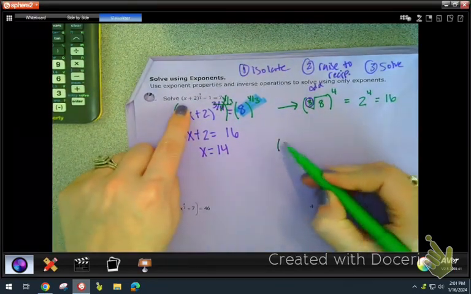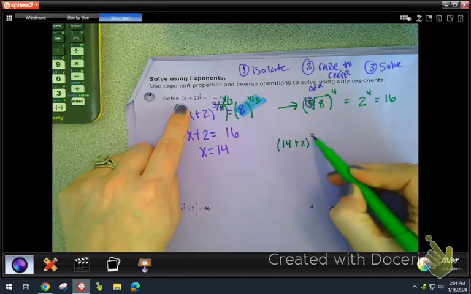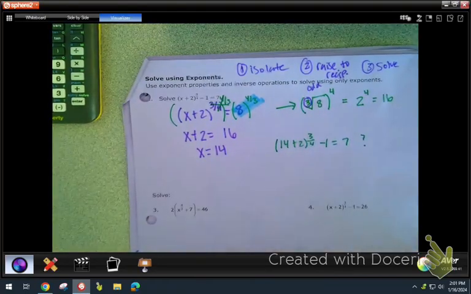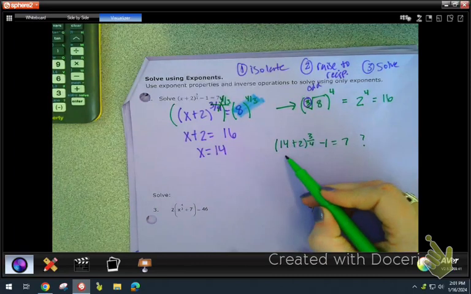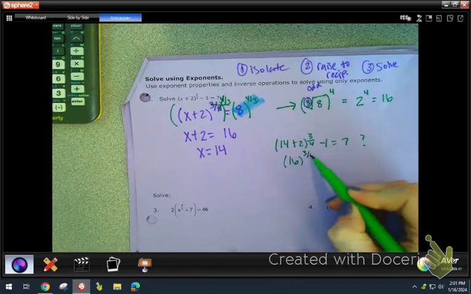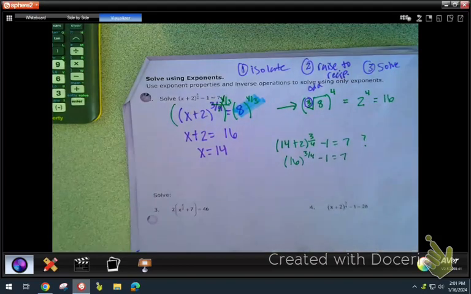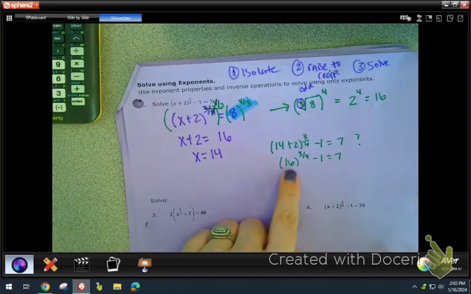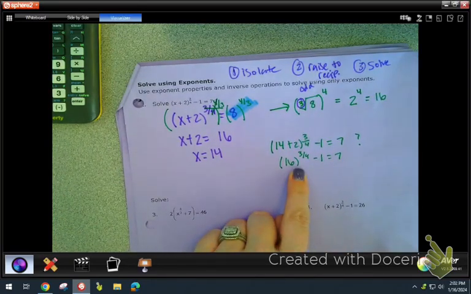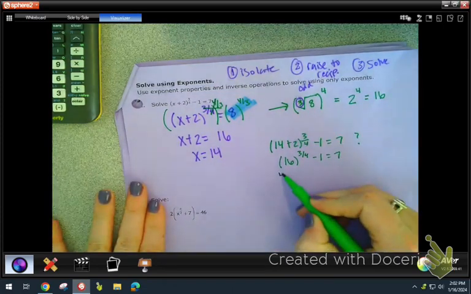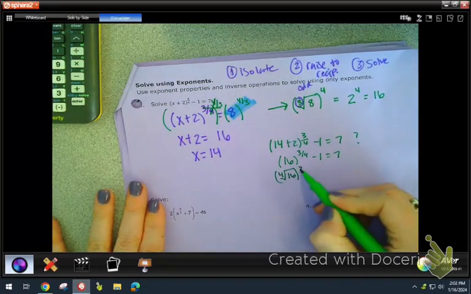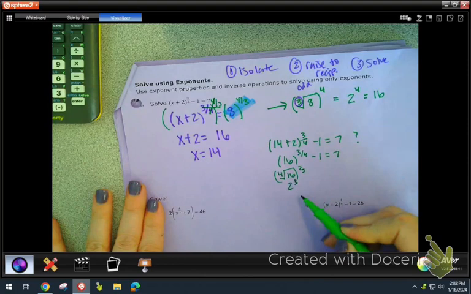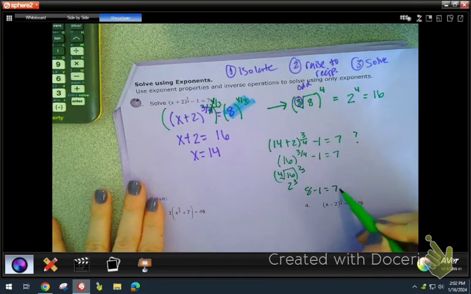Should you check your work? Yes. Let's do it. 14 plus 2 to the 3 over 4 power minus 1. Is that equal to 7? That is the question. What is 14 plus 2? 16 to the 3 over 4 power minus 1. Is that equal to 7? Now, I don't have to do plus minus here because I'm not actually rooting both sides. I'm just figuring this out in my head. What is the 4th root of 16? 2. What is 2 to the 3rd? Oops, that's supposed to be a 3. 2 to the 3rd is 8. What is 8 minus 1? So it works.